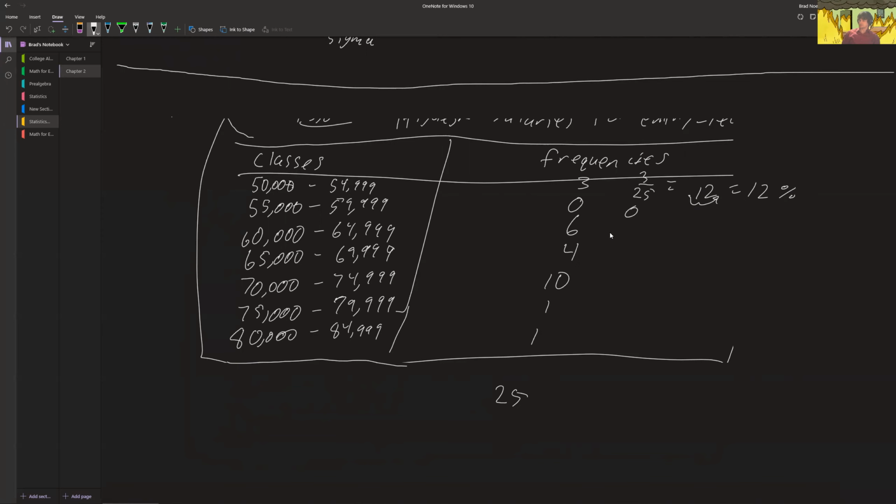0 divided by 25 is 0. 6 divided by 25 is 0.24, 0.16, 0.4, 0.04, 0.04. If you're wondering how I'm doing these, I'm just checking to see what multiplies to give me 25. The answer is 4, so I can just multiply these by 0.04. That gives me these here. So all I'm doing for these is dividing them by 25. 6 divided by 25 is 0.24. 4 divided by 25 is 0.16, and so on. And that's it. That's how I calculate those relative frequencies.